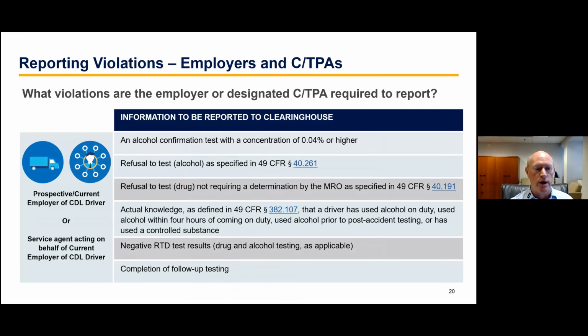So, reporting of violations. Who reports what on here? We have a clearinghouse, but unless people report the violations as required, it doesn't do anybody that much good. So what has to be reported? Any alcohol test with a confirmation test of 0.04 or higher blood alcohol, because that's positive, or a refusal to test. And we're talking about refusals a little bit. A refusal for drug or alcohol on there.